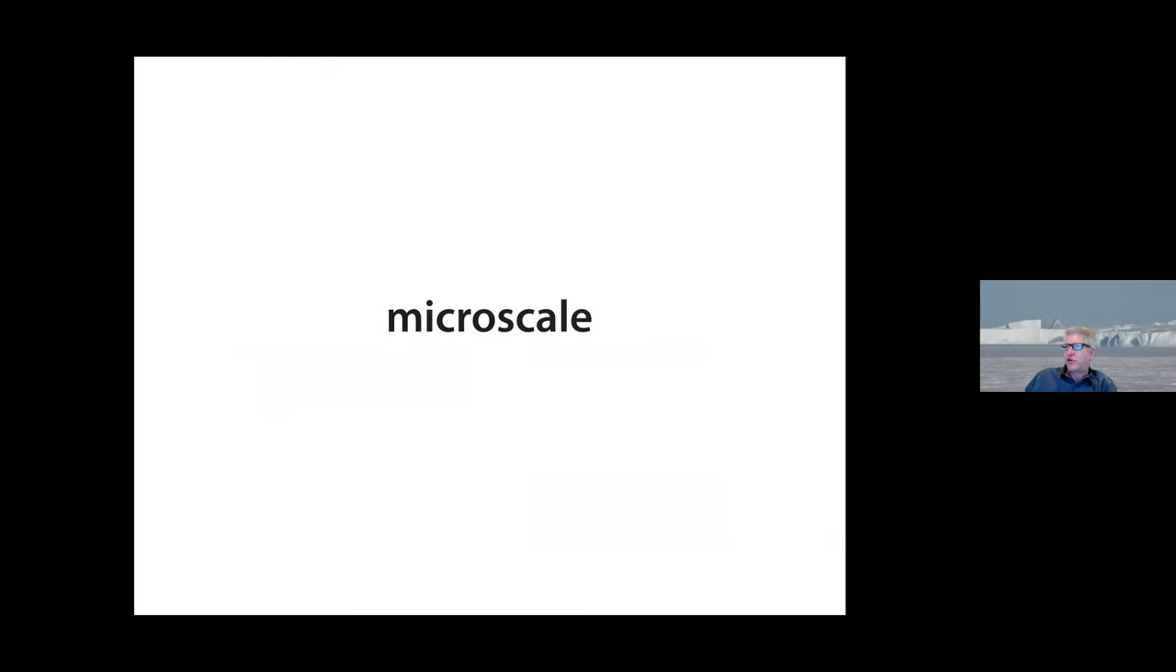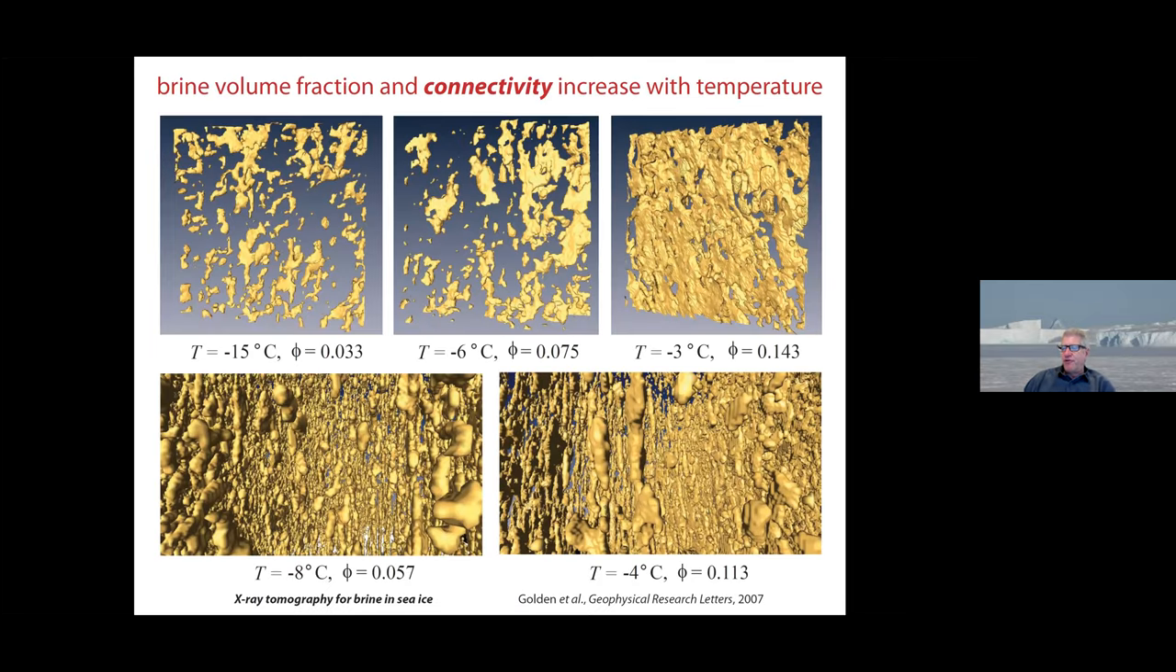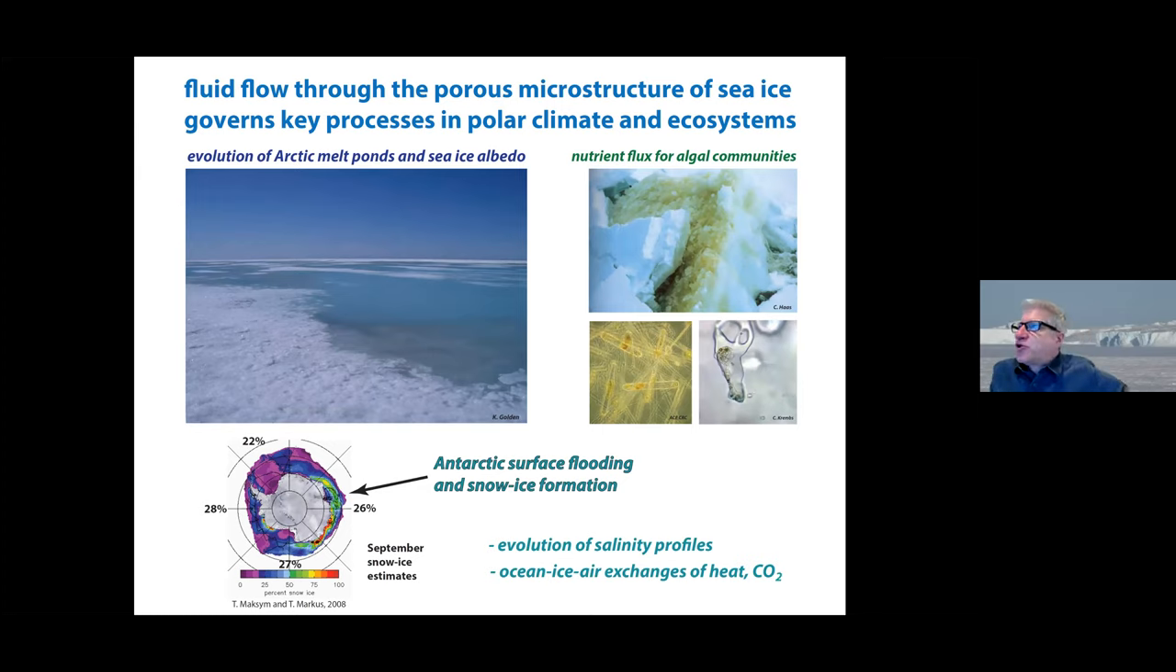So, okay, let's focus on the microscale. Before we got involved in this, sea ice scientists were taking slices of sea ice and then taking photos and so on. But anyway, we developed the first X-ray tomography method to actually mathematically and digitally analyze the brine microstructure. And so here you see how dramatically, in fact, you see no pathways, one pathway, and many pathways as the temperature increases. And so fluid flow through the porous microstructure of sea ice is critical for both the climatology of sea ice, but also the biology.